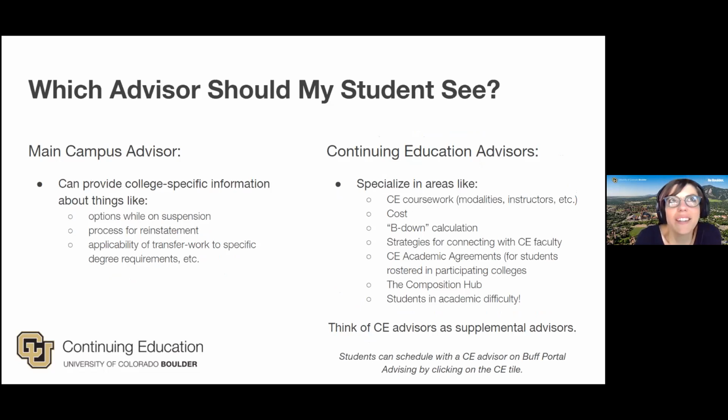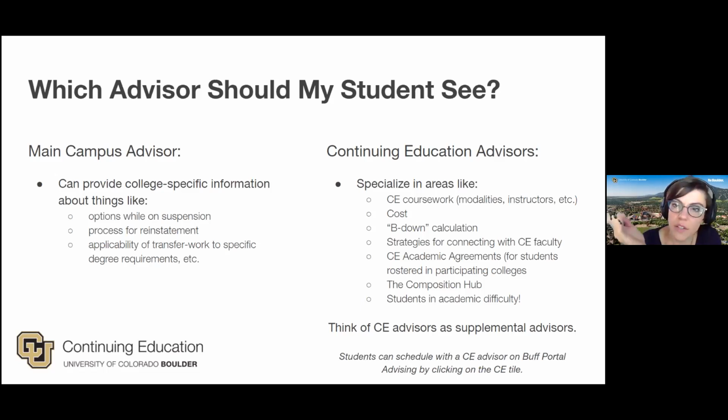So as we're talking about advising, this brings up another question that we get a lot in continuing ed, specifically from students who have just received a suspension notice. And that question is, well, who do I talk to? Do I have to talk to a continuing ed advisor? Because as Lindsay said, we are all here from continuing education advising. Students oftentimes think that they're not allowed to see their main campus advisor. So what I always say is you should see both of us.